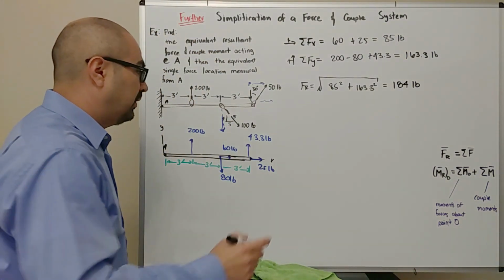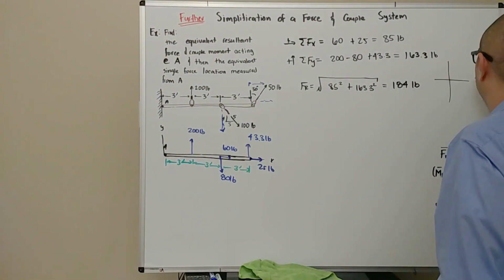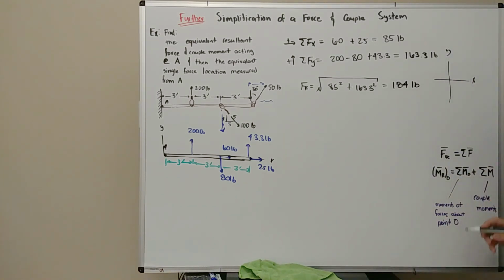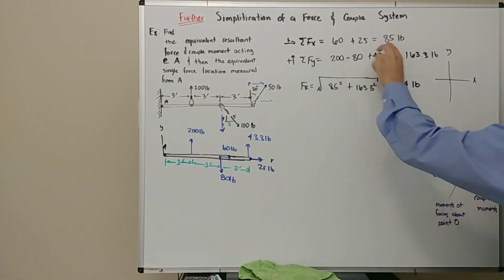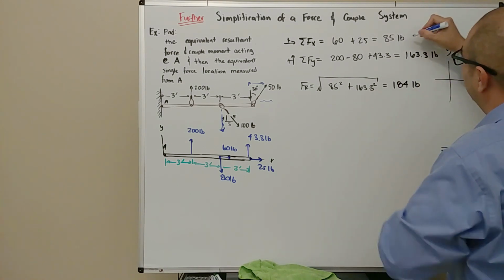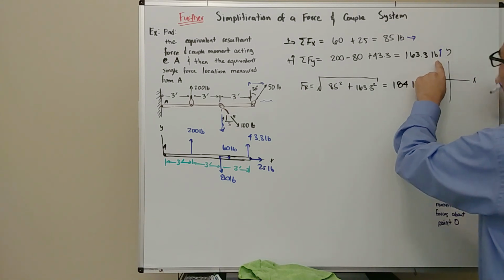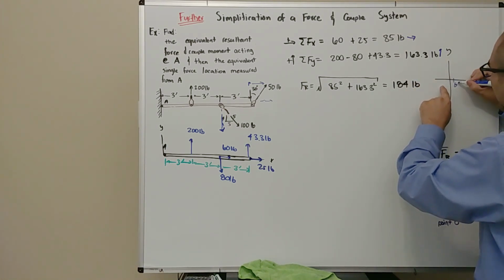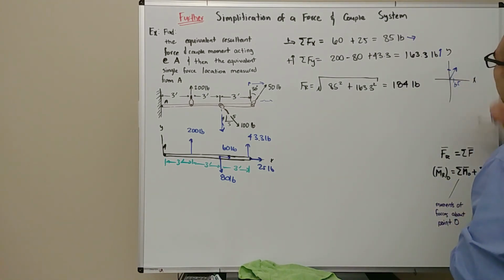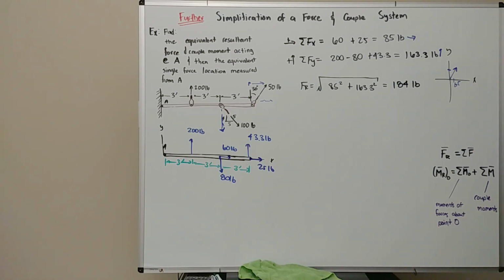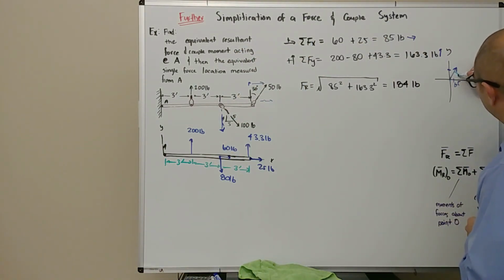Next is going to be the angle, right? And to be able to do that, we always make a little plot. So let's go ahead and plot here the x and the y-axis. In the x, we have a positive 85, so that means this guy points that direction. In the y direction, we have a positive number, so it means this force points up. So we have roughly 85 here, and then pointing up 163. So the force is going to do something like this.